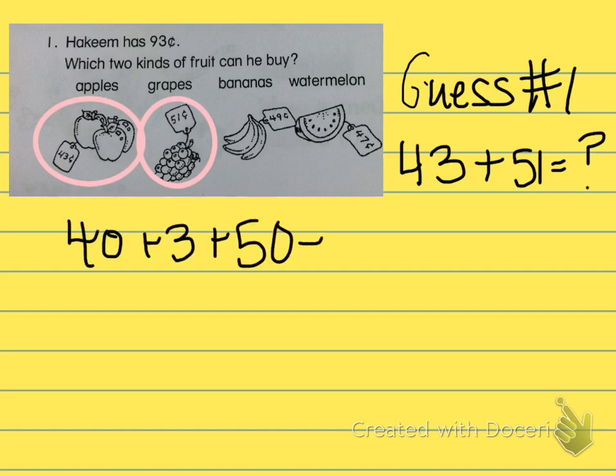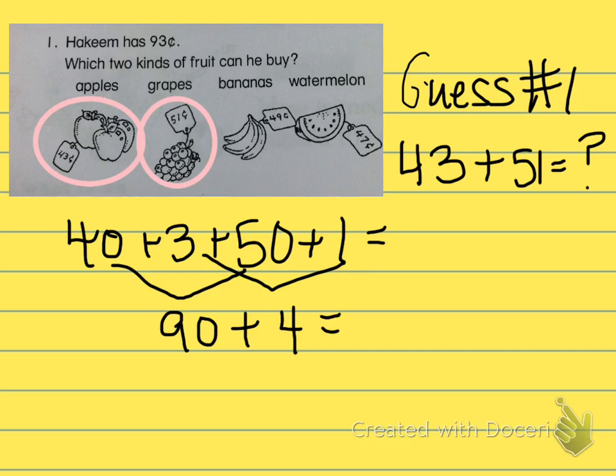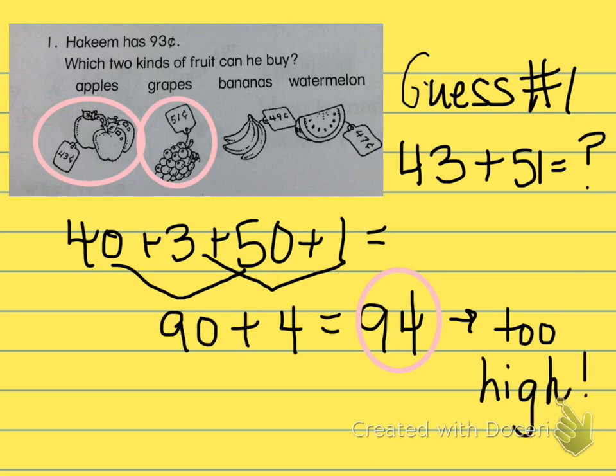Okay, so after I write my equation, I'm going to use expanded form to solve it. So you can see my expanded form right here. Okay, I've got 40 plus 3 and 50 plus 1. Then I'm going to use my number string strategy to put the numbers together. So 40 plus 50 equals 90, 3 plus 1 equals 4. Okay, when I get that, I've got this answer of 94. Okay, I know that 94 is bigger than 93, so I don't have enough money to buy these two types of fruit. This guess is too high.